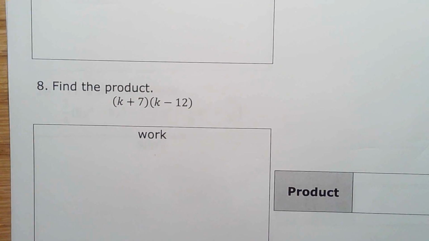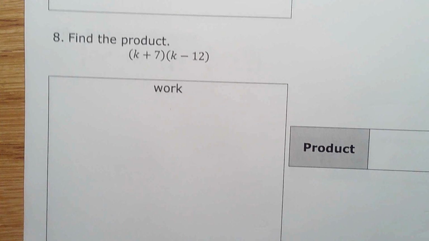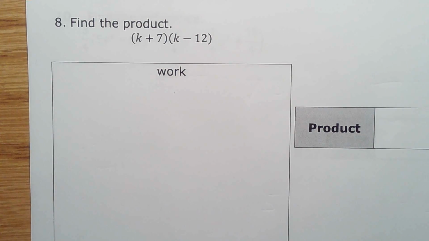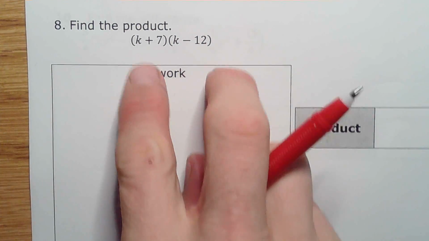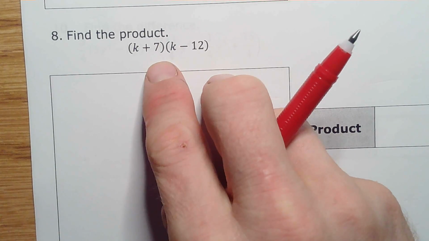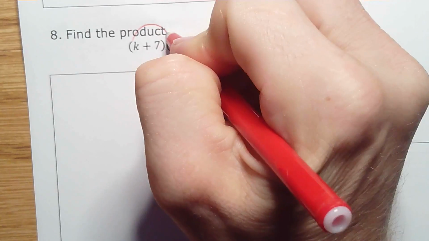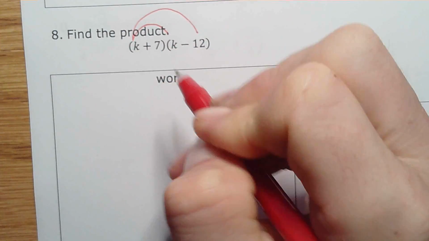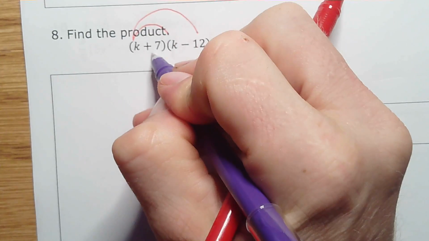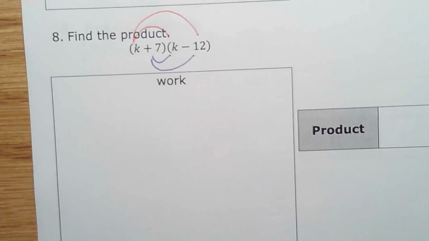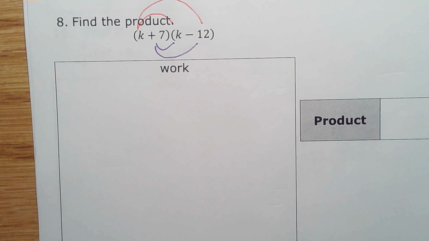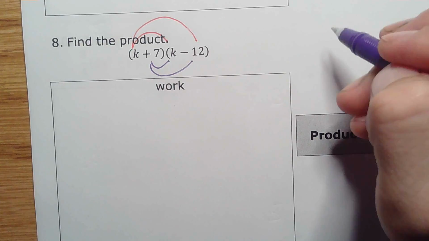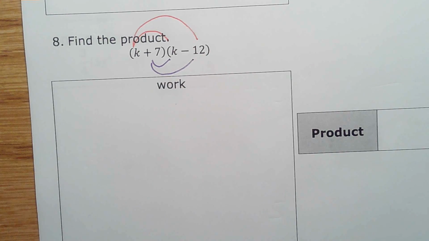All right, so here is this one. This is finding the product. Okay, so this is a polynomial times a polynomial. You're going to multiply the first term times the whole polynomial. Then you're going to multiply the second term times both terms of the polynomial. Or you can do it using, I'll show you the other way in a second.